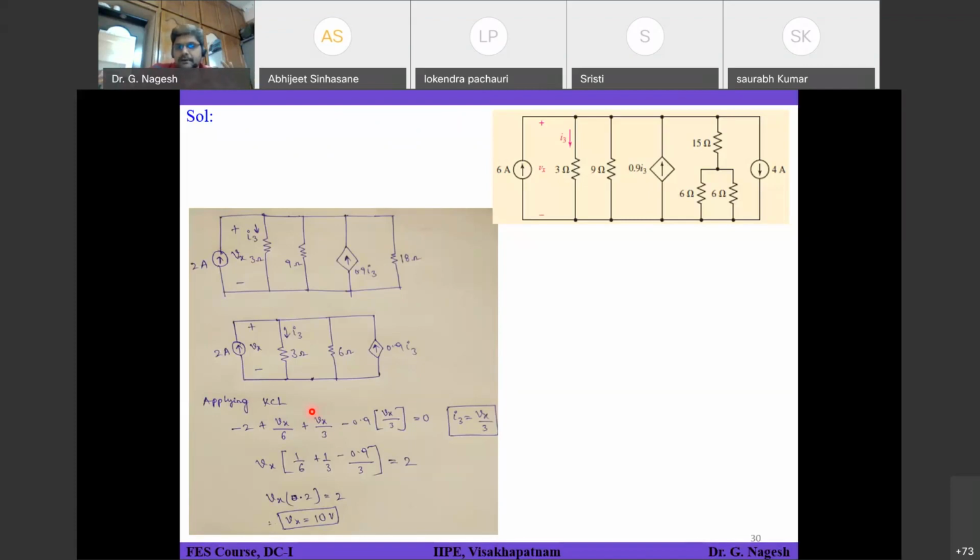KCL I am going to follow like this: if you consider one particular node, the algebraic sum of currents leaving that particular node is equal to 0.